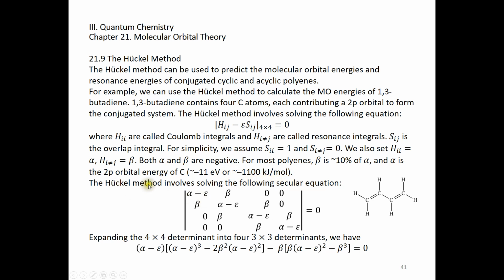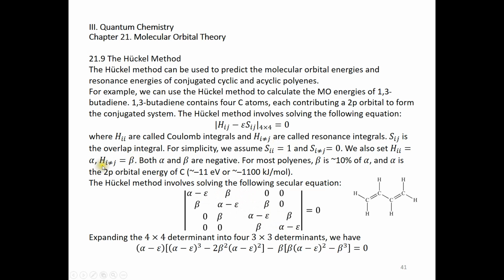Now let's look at this Hückel method. We can expand this 4x4 determinant in this form. Over here we have diagonal terms. We have H sub ii minus epsilon S sub ii as alpha minus epsilon, because H11 is alpha, H22 is alpha, H33 is alpha, H44 is alpha. And then minus epsilon times S11, epsilon times S22, epsilon times S33, epsilon times S44. Again, S11, S22, S33, S44 are all 1. So that's why we have diagonal terms like this.